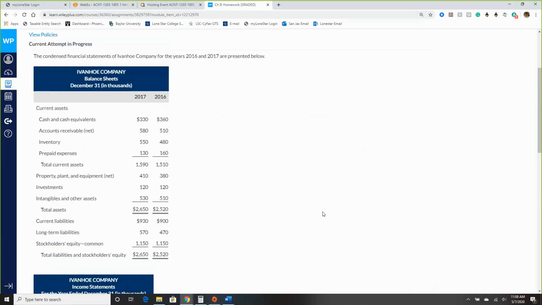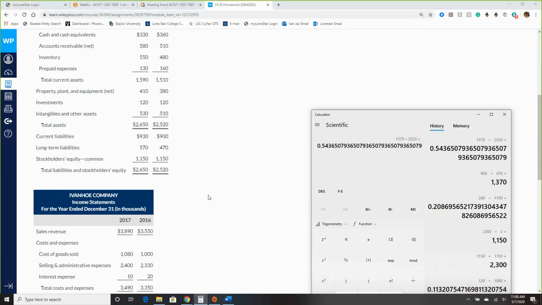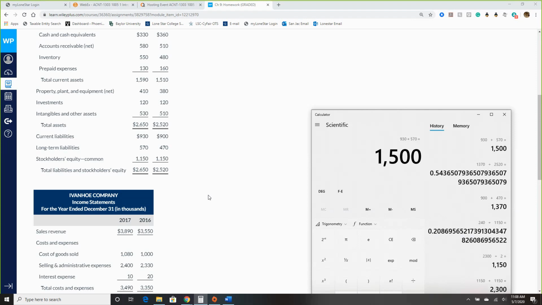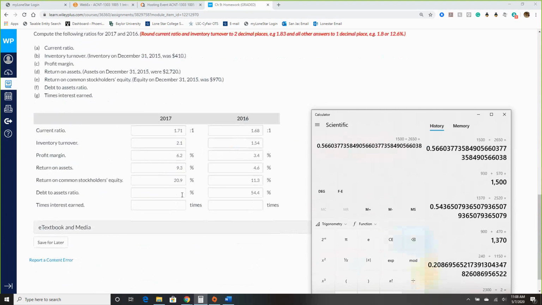And then last, 17, 930 plus 570. Again, current liabilities plus long term for total liabilities. Divide by your total assets. We're left with 56.6%.